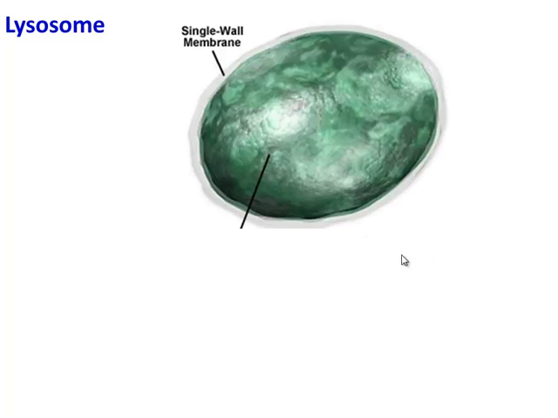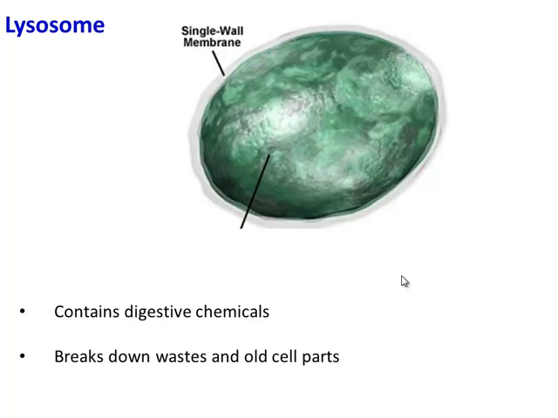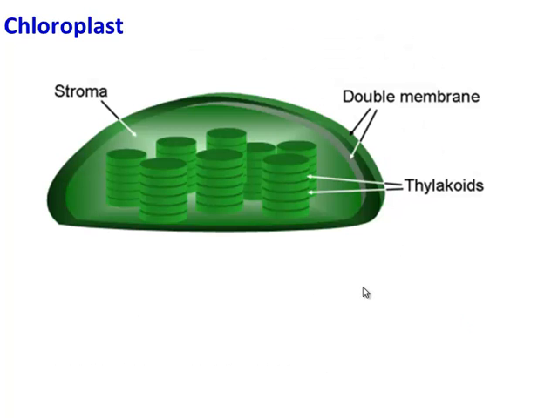The lysosome is a structure we'll find in animal cells, and you can think of the lysosome as the custodian of the cell. Its job is to break down wastes and old cell parts so that they can be recycled. And in order to do that, it contains digestive chemicals, and we'll find out more about those chemicals in our next unit.